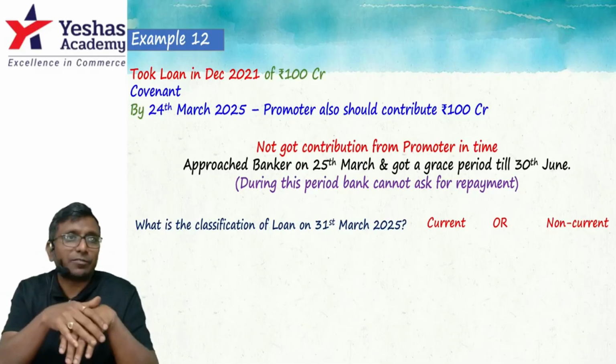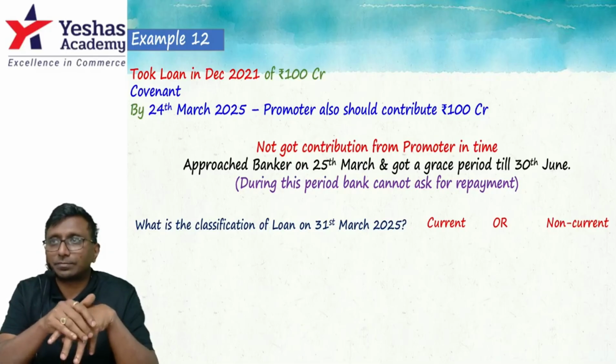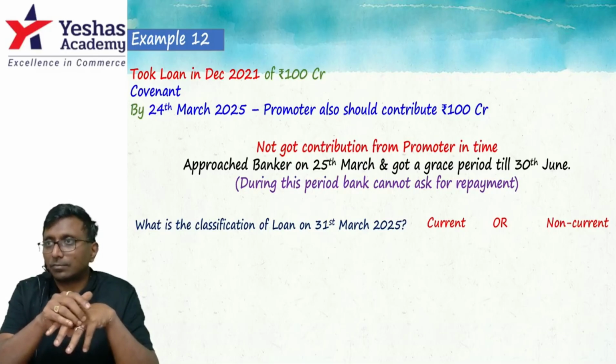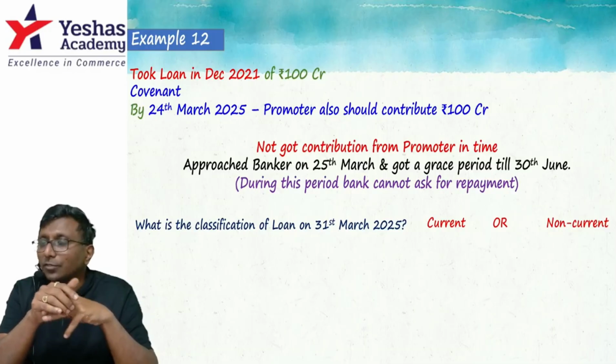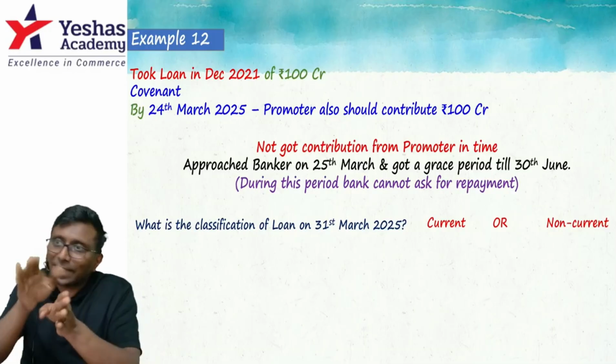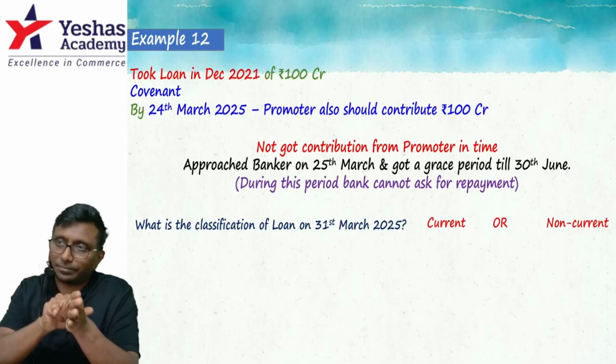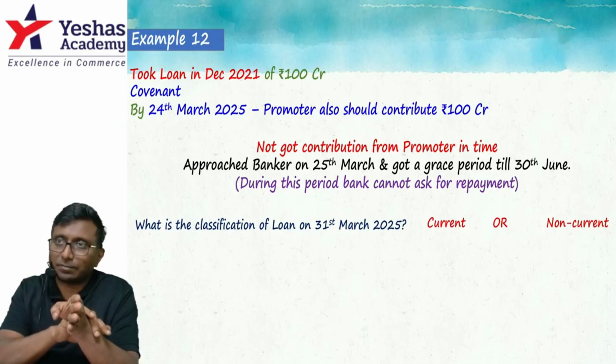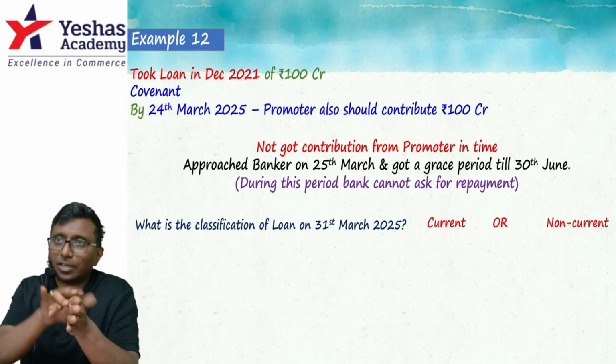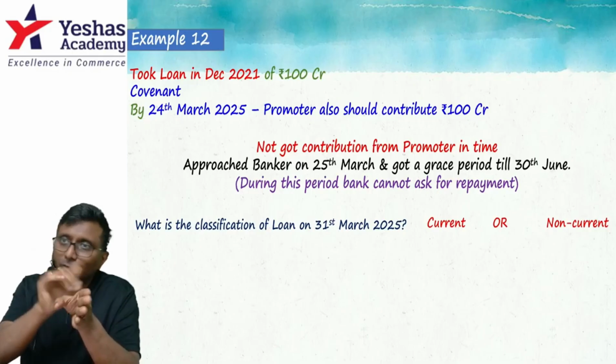But I have not given any information. As on 31st March, correct. But as on 31st March, banker has a right to ask within 3 months. ये तो सच है ना? Agree? Any question? Can we conclude as current?